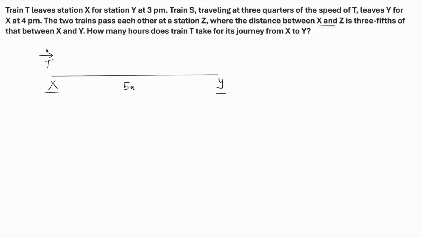Okay. Next, train T leaves station X for station Y at 3 p.m. So train T is here at 3 p.m., at the station X, and it is traveling towards Y.